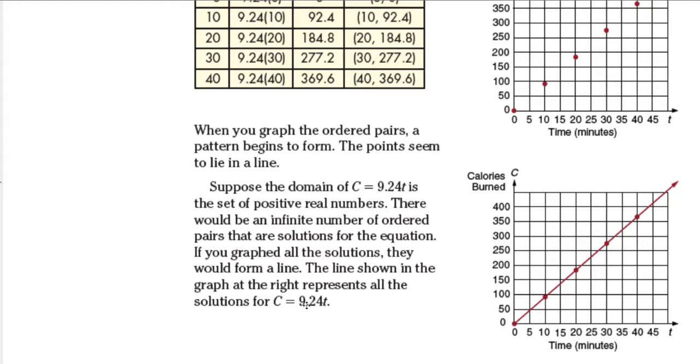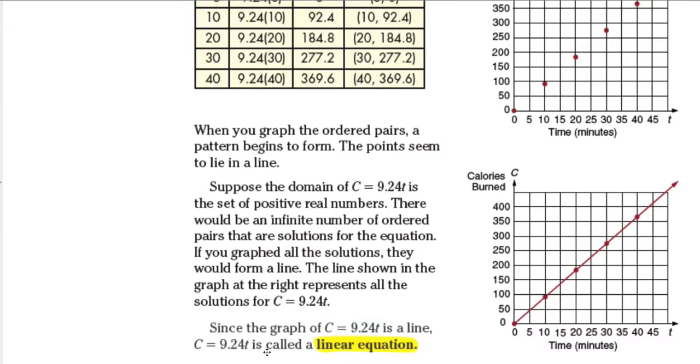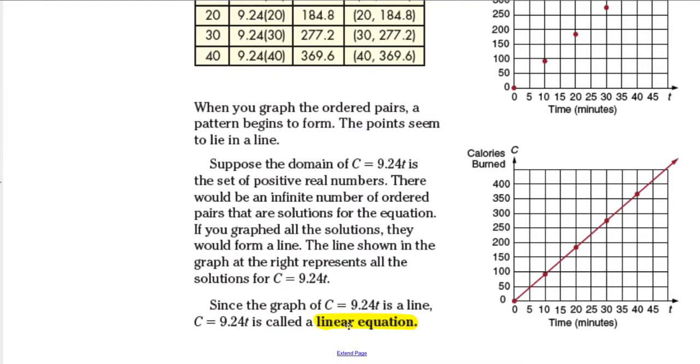Okay, the line shown in the graph at the right represents all the solutions for C equals 9.24t. What it's saying is that every single point on that line will make the equation C equals 9.24t true. Okay, and since it forms a straight line, we now call this a linear equation. Since the graph of C equals 9.24t is a line, C equals 9.24t is called a linear equation. Okay, so that's how we define a linear equation.